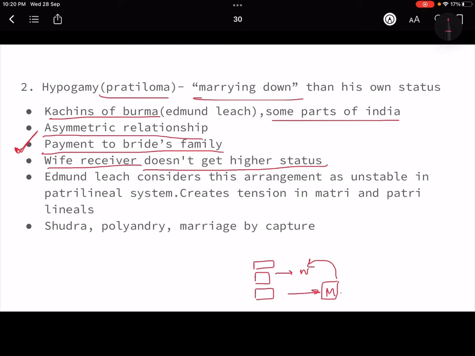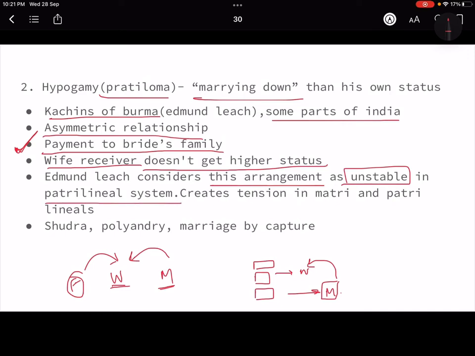This is because until the time she marries, she carries the name of her father, right? But after the marriage, she will carry the name of the man she's married to. So if a woman marries a man from a lower social group, that means she has become impure, or not as ritually pure as she used to be, and now she will get the status of the man, and the man is not going to get the high social status, right? So Edmund Leach considers this arrangement unstable in patrilineal societies.